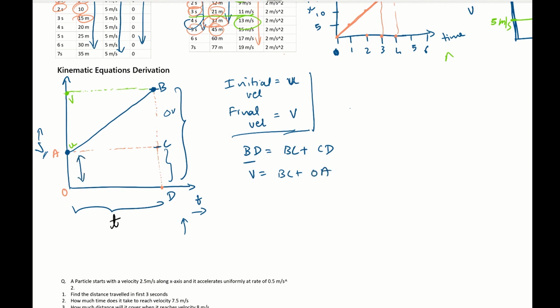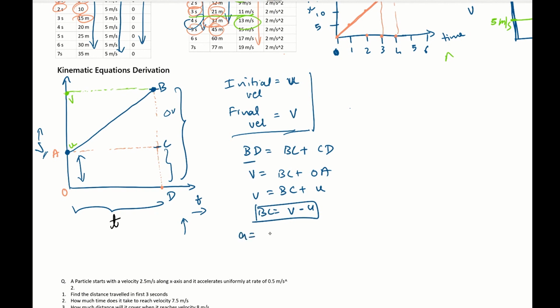So CD can be written as OA, which is equivalent to OA and BC, and OA is nothing but U. All right, so V is BC plus U, so BC is nothing but V minus U, right? So you can take U to the other side and you get the change in velocity to be the final velocity minus the initial velocity.